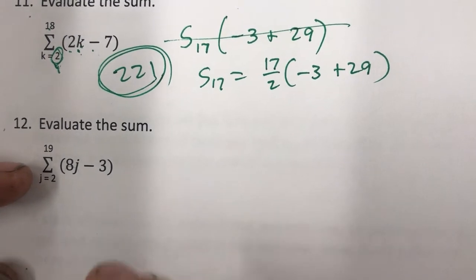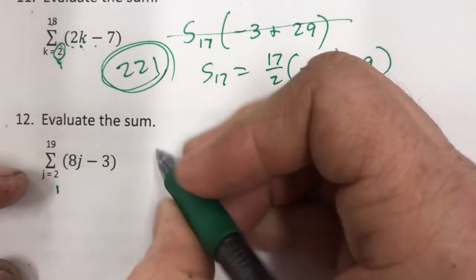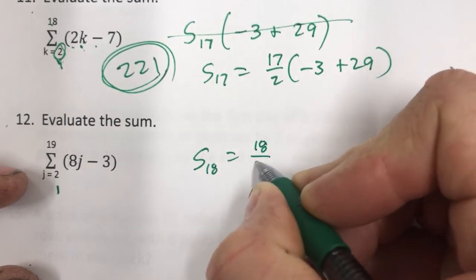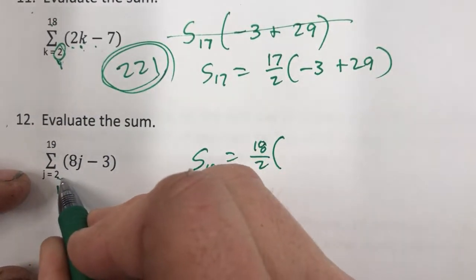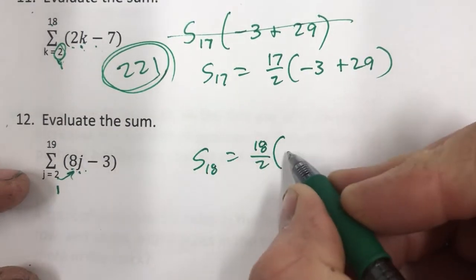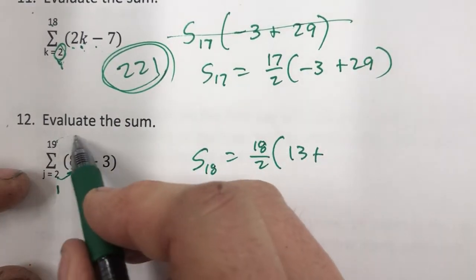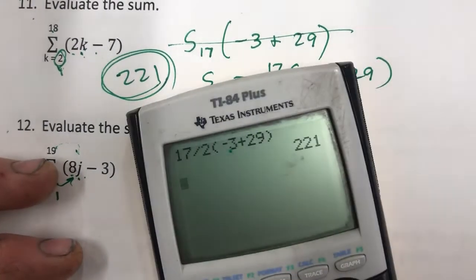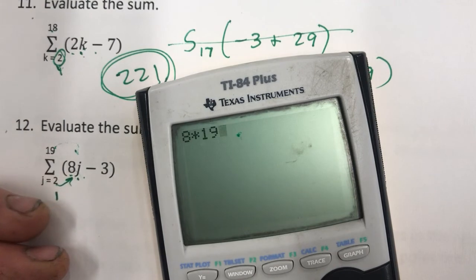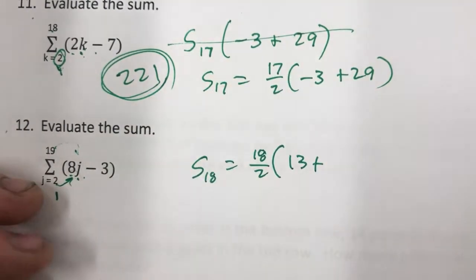On this one, 19 minus 1 is 18, so we're going to find the sum of these 18 numbers, which is 18 divided by 2 times the first one. If I put 2 in, 8 times 2 is 16, minus 3 is 13. If I put 19 in, all right, let's do that here on the calculator. 8 times 19 minus 3 is 149.